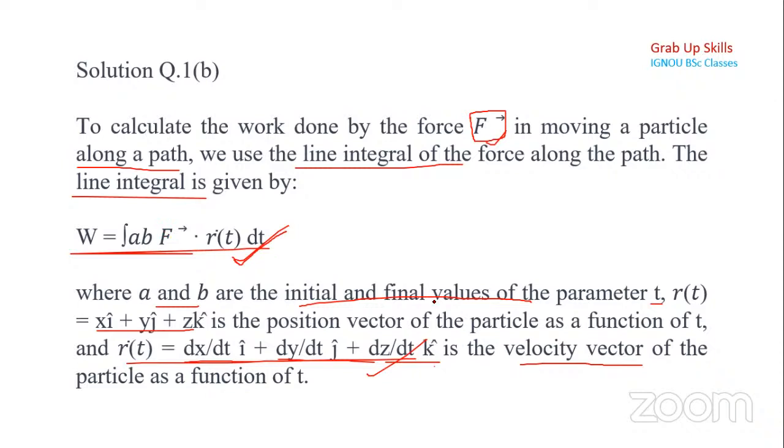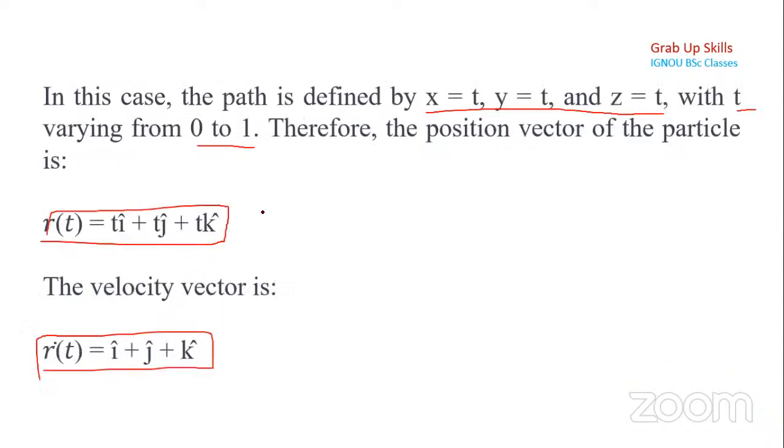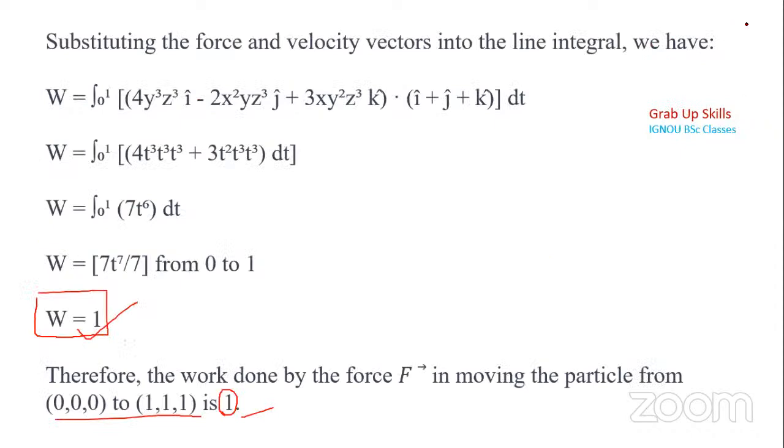Where A and B are the initial and final values, and r of t and r dash of t are the position vectors, right? What is r dash of t? It is the velocity vector. Now we have these three equations that they have given to us in the question and the two intervals, 0 and 1. So we will write down the formula for the position vector and the velocity vector. Now we will substitute the vectors into this integral. Once you simplify, you will get the value 1. Therefore the work done by the force F vector would be equal to 1. Moving on to the next question.